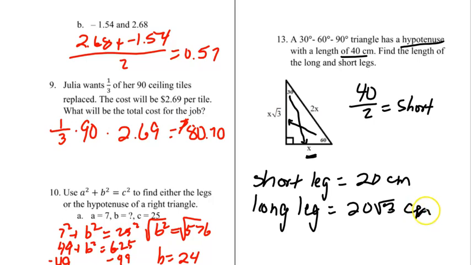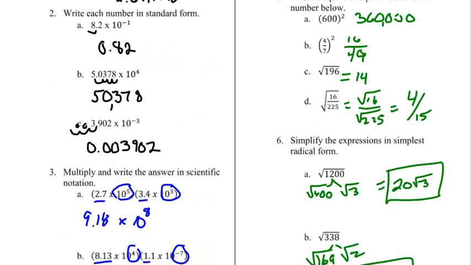So that is a quick review on real numbers, focusing in on how to find radicals, how to use special right triangles, and simplifying expressions, and putting numbers in scientific notation.